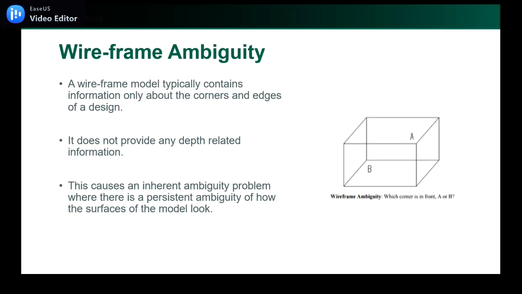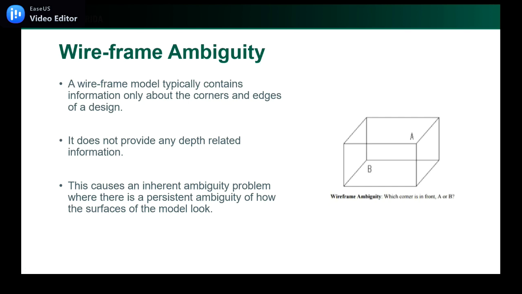There's an inherent ambiguity problem with wireframes. That is, wireframe models do not actually have any information regarding the depth. So it's difficult to realize which surface is in the front and which one is in the back. For example, if we take a look at this image, we can't really tell if corner A is in the front or corner B is in the front. This ambiguity problem is called wireframe ambiguity.